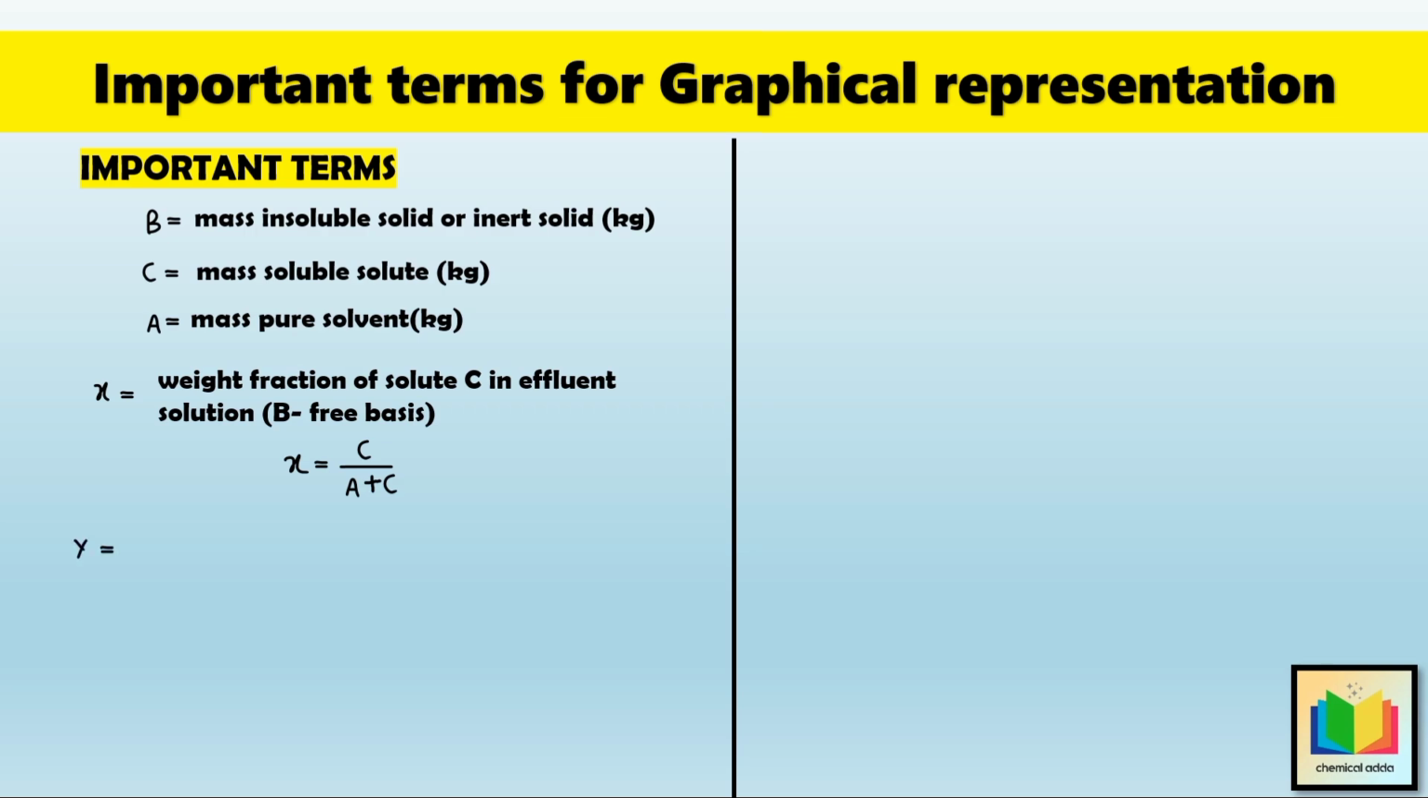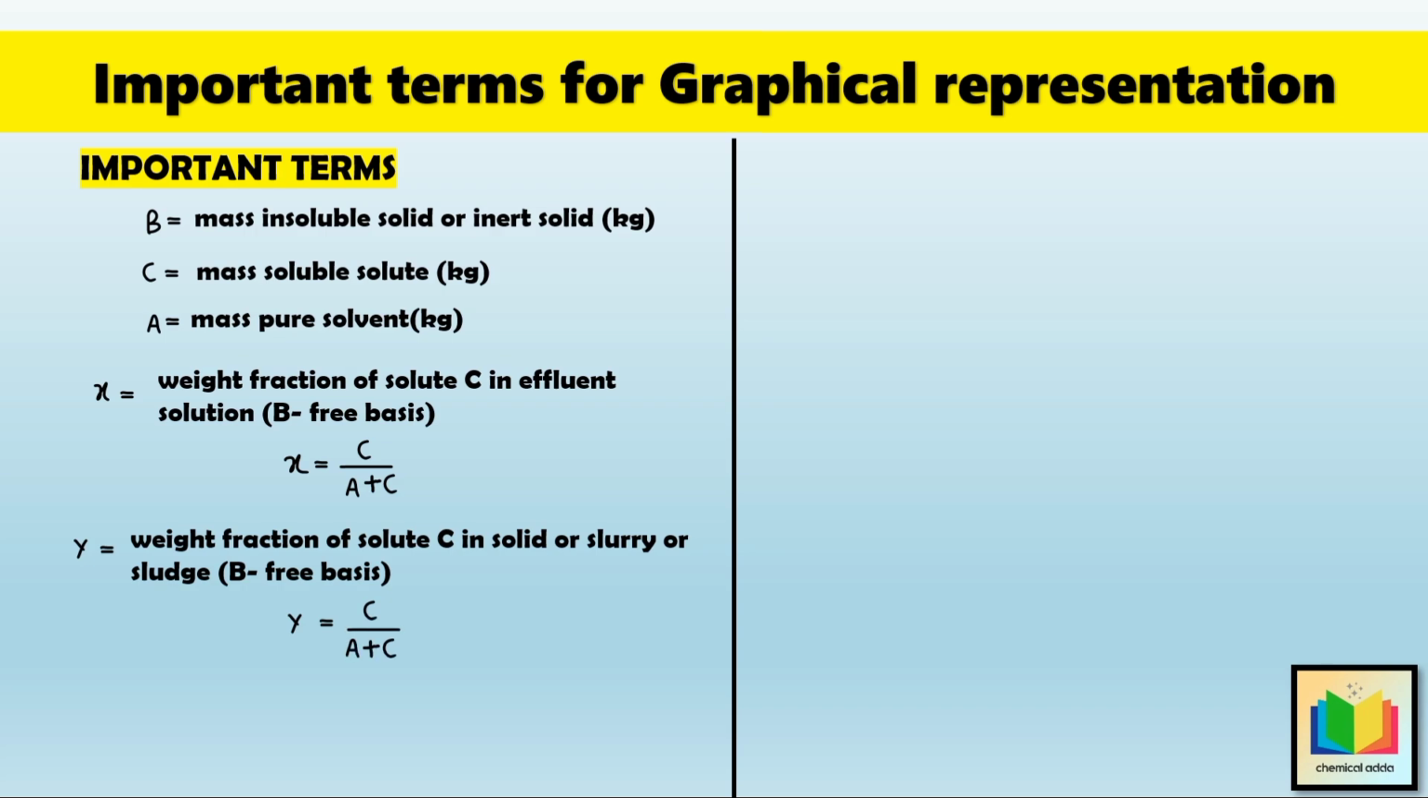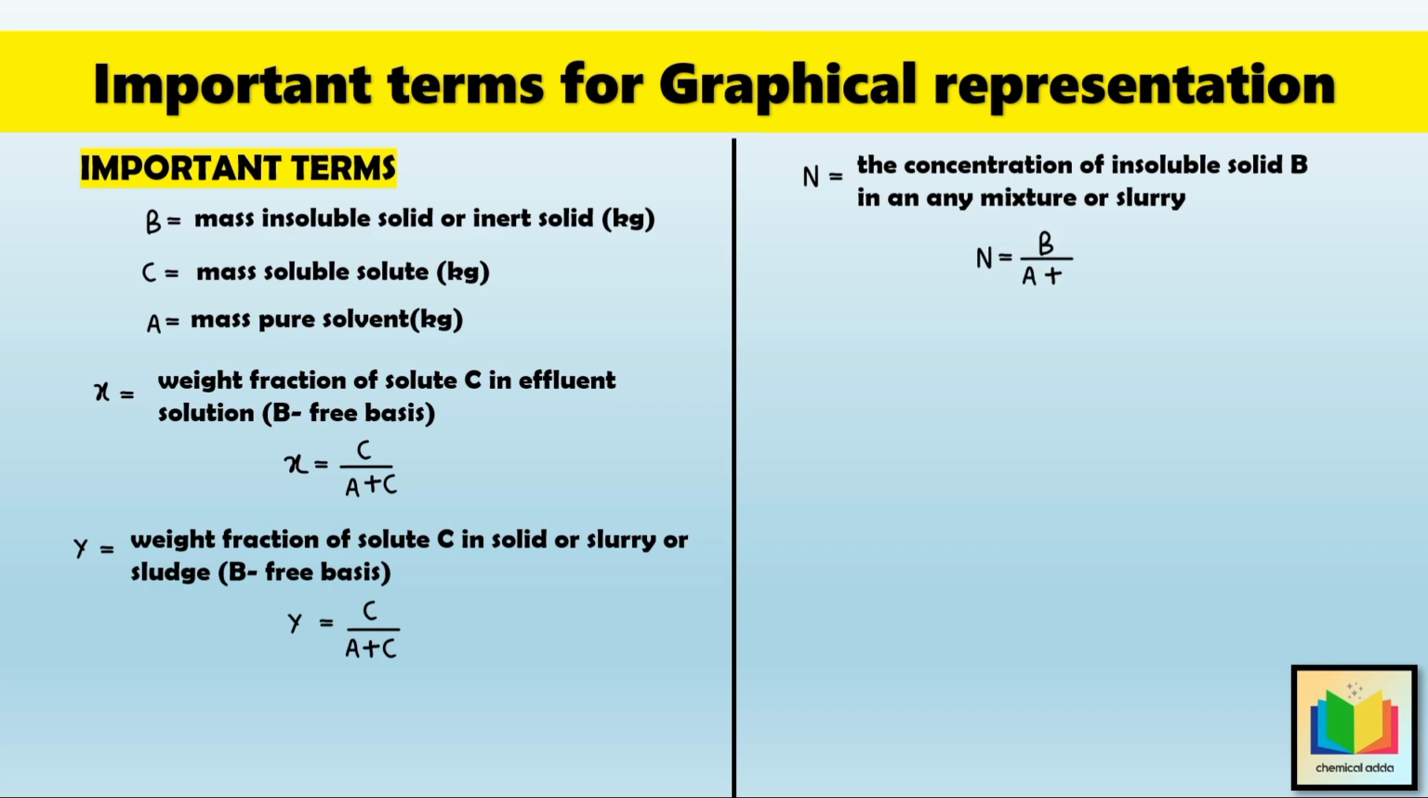Then, Y is equal to weight fraction of solute C in the solid, or slurry, or sludge on B-free basis, where Y is equal to C divided by A plus C. Hence the value of Y indicates all solute C associated with the mixture, including that dissolved in the solution, as well as undissolved or adsorbed solute. Now, let N be the concentration of insoluble solid B in any mixture or slurry, which is expressed as N equal to B divided by A plus C.